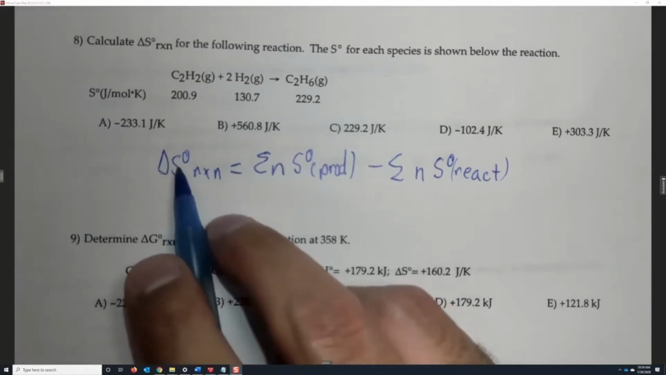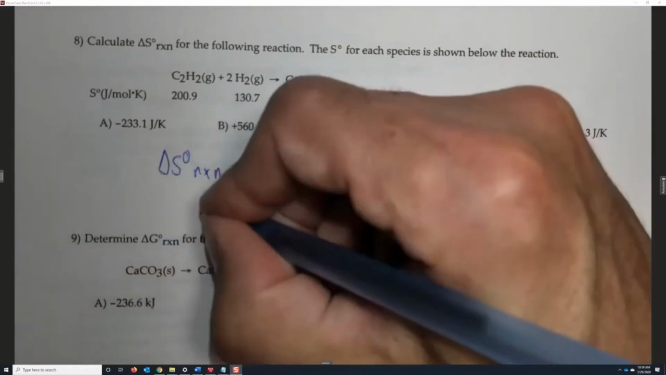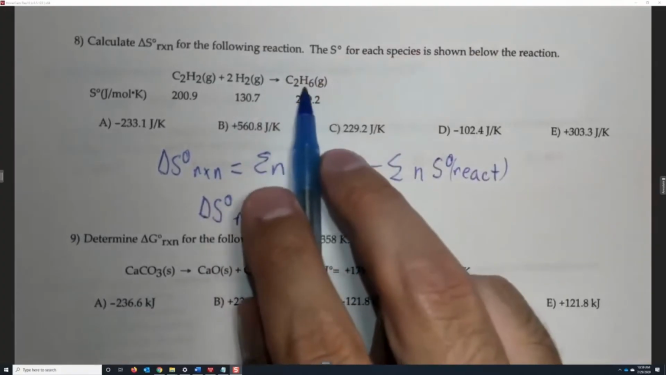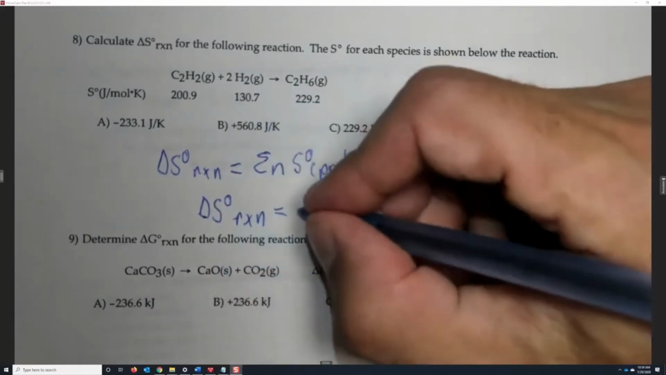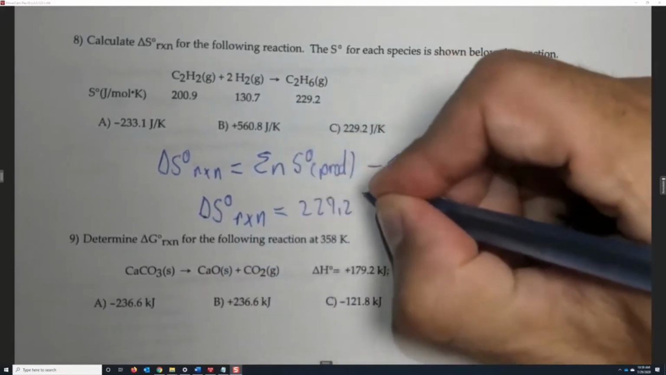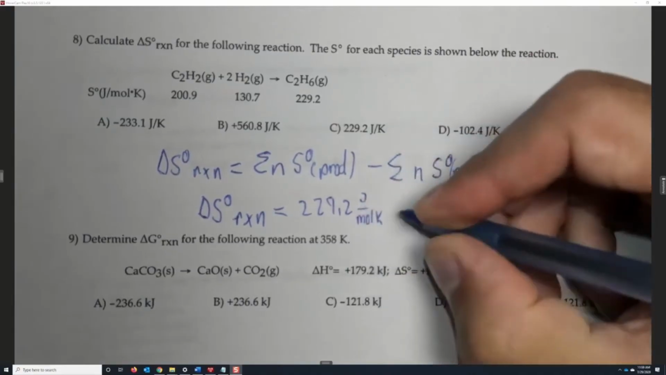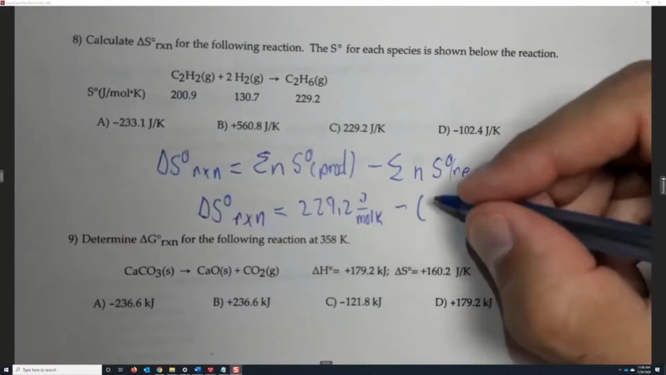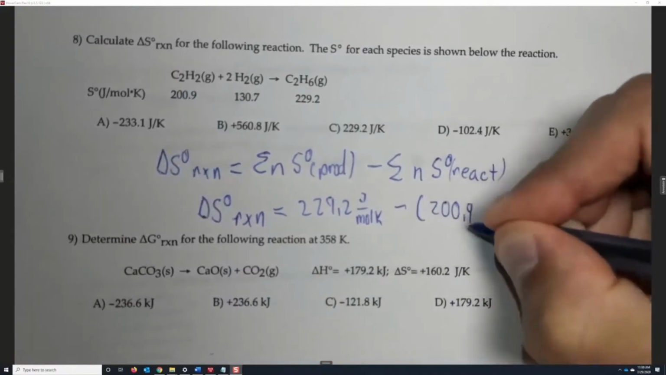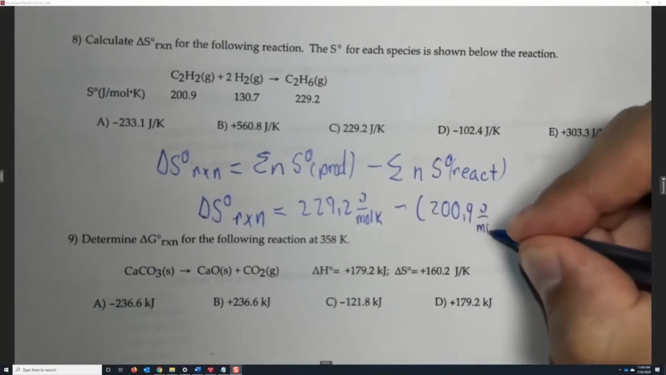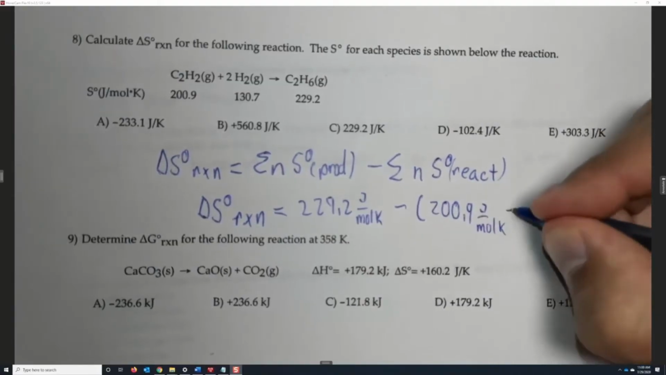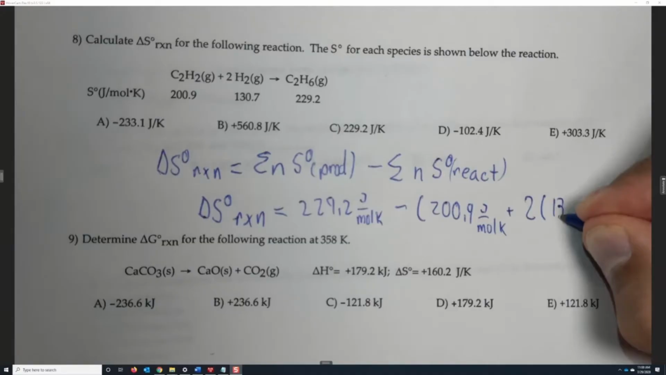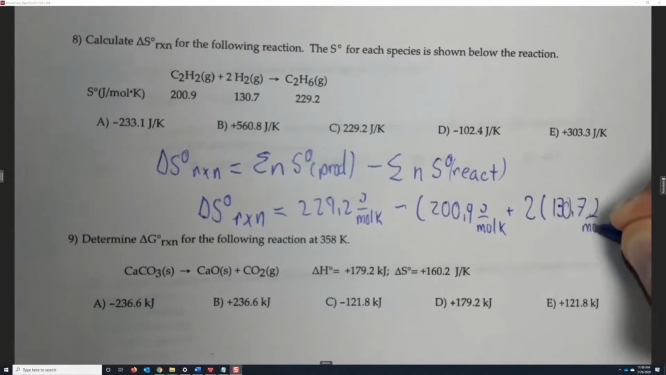So for this particular question, the entropy of the reaction is, the first product is this one, and there's only one of them. So we put in the 229.2 joules per mole K minus, all right, the first reactant is this one, and there's only one of them, 200.9 joules per mole K plus this one, and there's two of them, 2 times 130.7 joules per mole K.